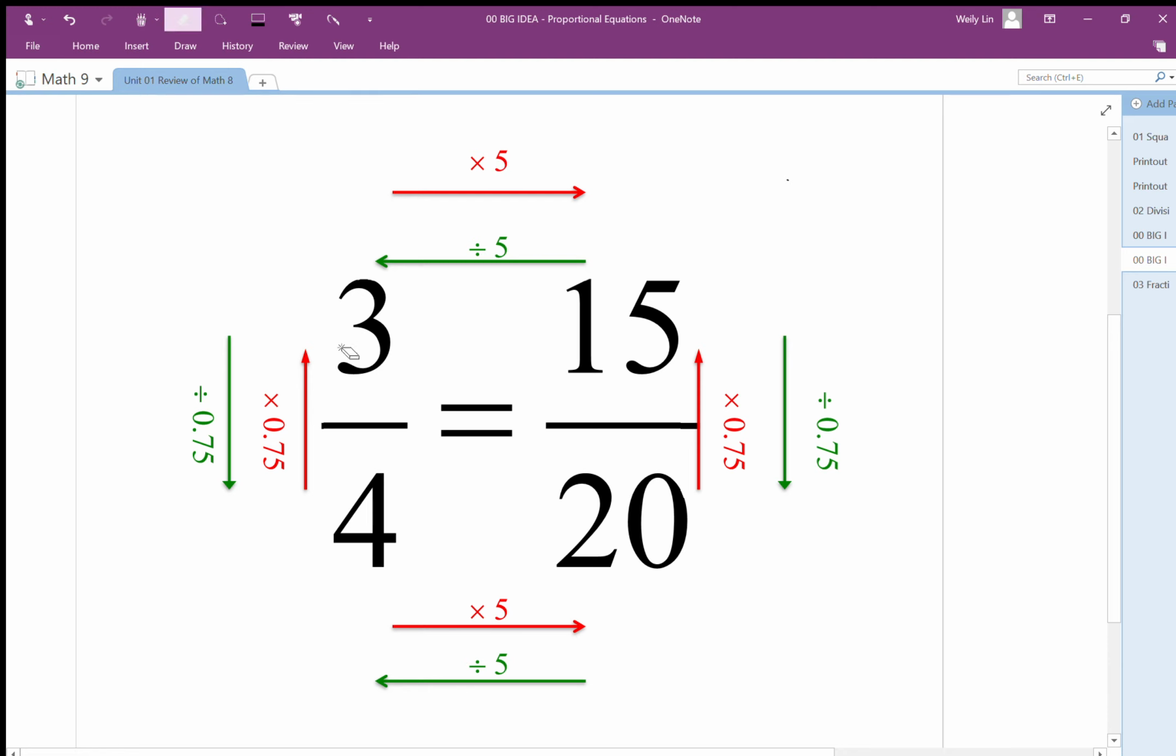Same here. If I want to find our multiplier 0.75, I do 3 divided by 4, and that gives us our 0.75 multiplier. We could do 4 divided by 3, and it gives us a little bit more awkward multiplier. But instead of dividing by 0.75, 4 divided by 3 is about 1.3 repeating, and multiplying by 1.3 repeating is actually the same as dividing by 0.75. So we have to be clear on when we get our multipliers and divisors, we have to make sure that we know the direction of the multiplication and the direction of the division.